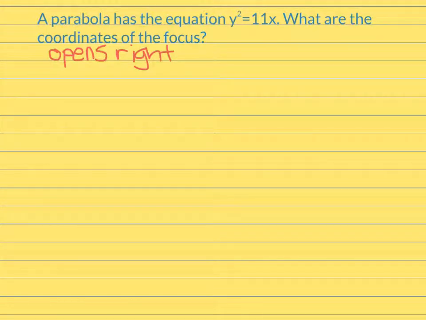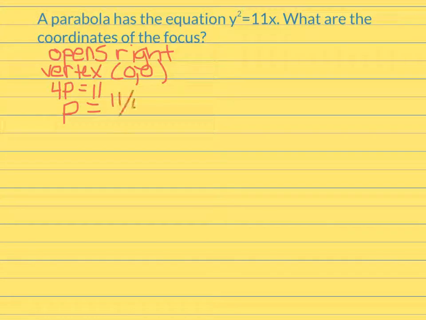I also know, since it's got no h and it's got no k, that our vertex is at (0, 0). And I know that 4p equals 11, which means p is going to be 11 over 4, or in decimals, that is 2.75.